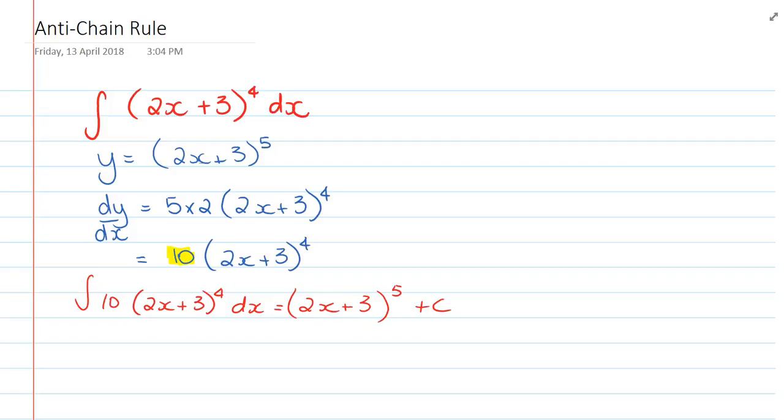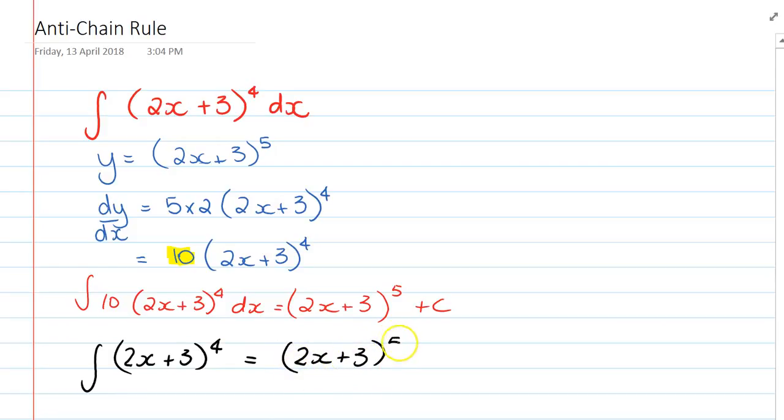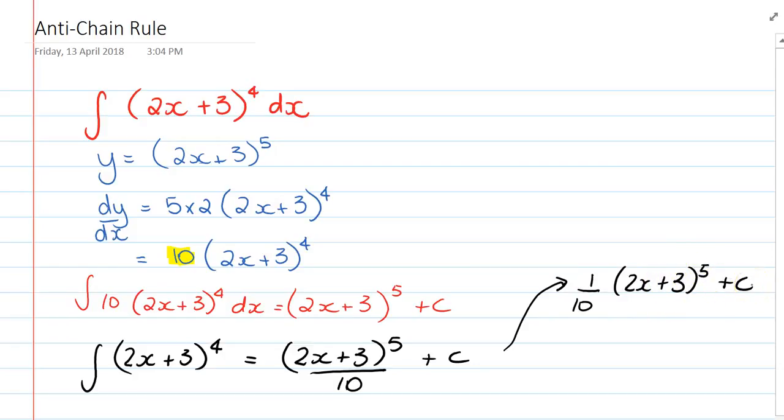So I can have my final answer that the integral of (2x + 3) to the power of 4 is equal to (2x + 3) to the power of 5, all divided by 10, plus our constant. And that there is the answer. Just a quick note, you may also see this one sometimes written as 1/10 multiplied by (2x + 3) to the power of 5 plus c. They're both exactly the same, just two ways of writing it.